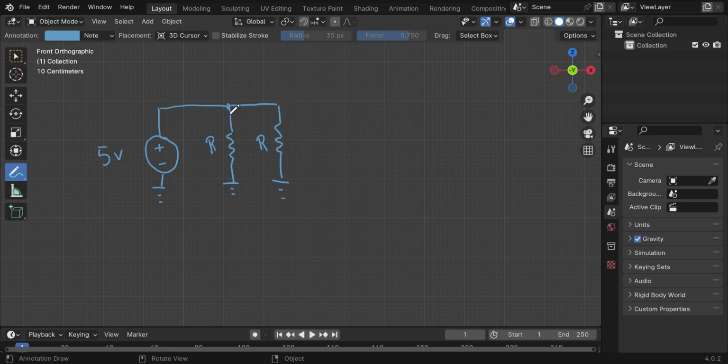What would happen if I measured across from this point to ground with a digital multimeter and I set it to voltage? Well, I'd be measuring off the same point across this battery, and if you just put a digital multimeter across a battery and set it to voltage, you're going to read the voltage drop across the battery, which is 5 volts.